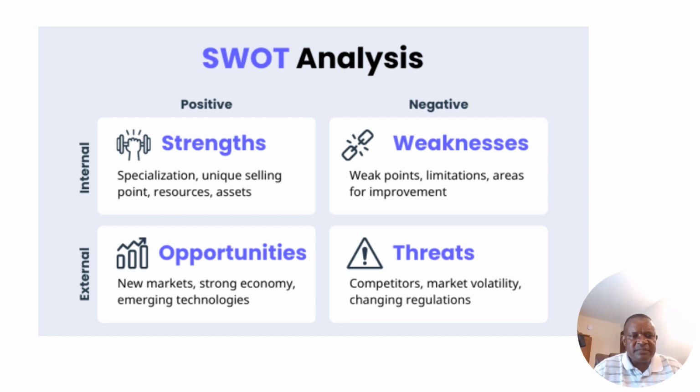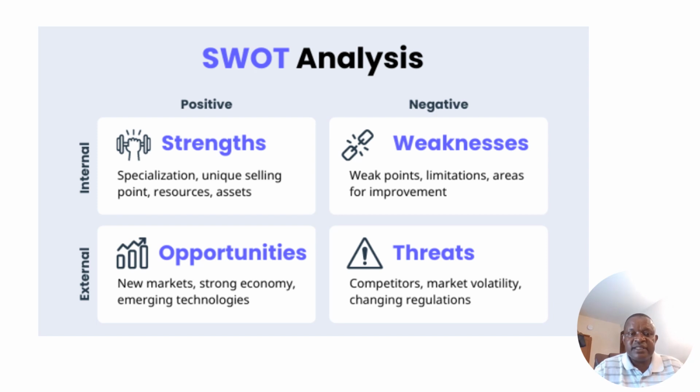If you look at this properly and read in detail, you can see that the strengths of an organization would be based on specialization, a unique selling point, resources and assets, and also human resource, specifically the knowledge base and intelligence of the organization. Opportunities mean new markets, new products, a strong economy, and emerging technologies.